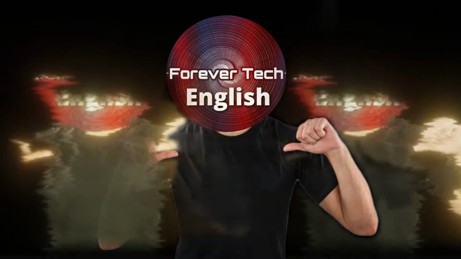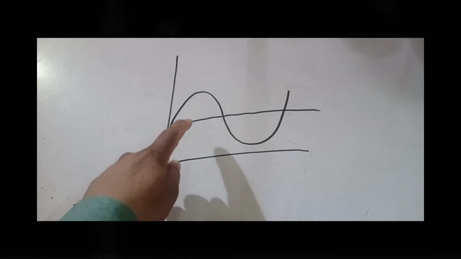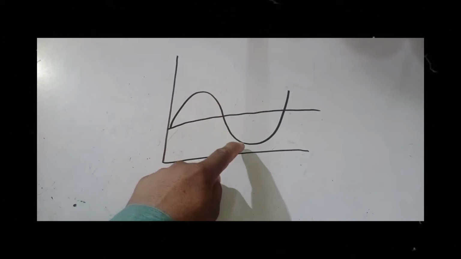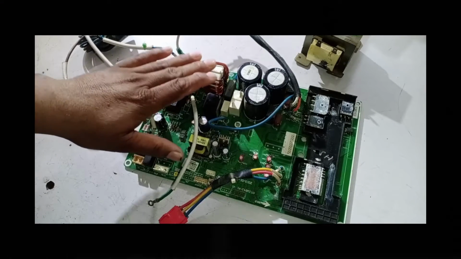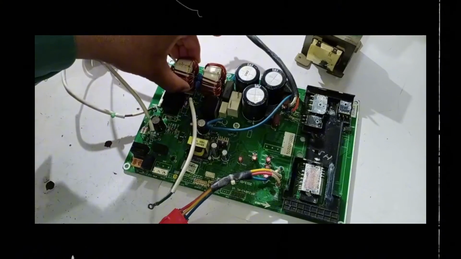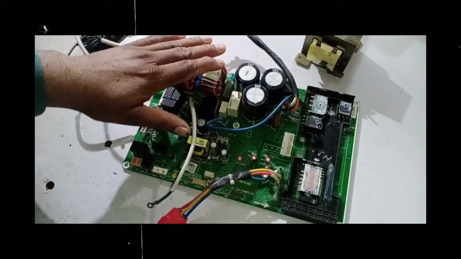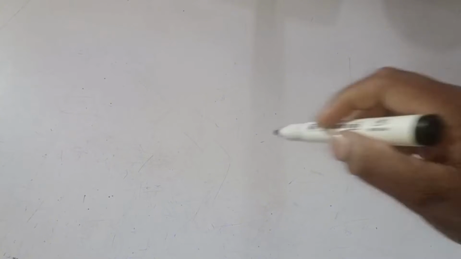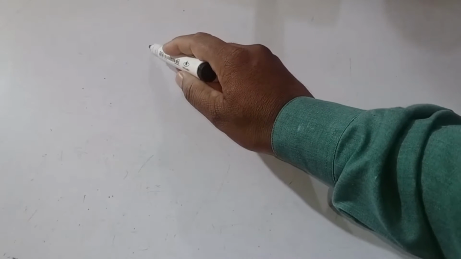I will divide this video into two parts. In the first part, I will explain what power factor correction is. In the second part, I will go over what components you need to check on the circuit board and which parts need to be replaced to fix this error. So let's begin by explaining power factor correction using a graph.